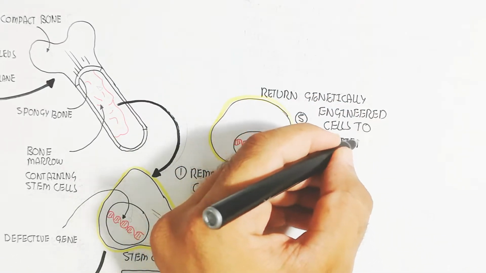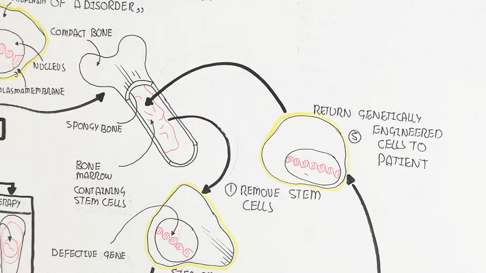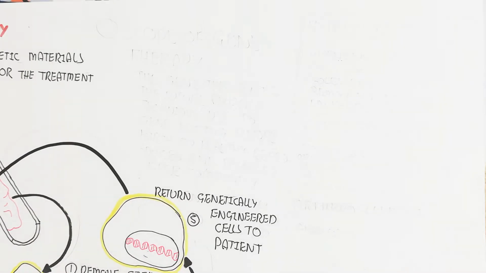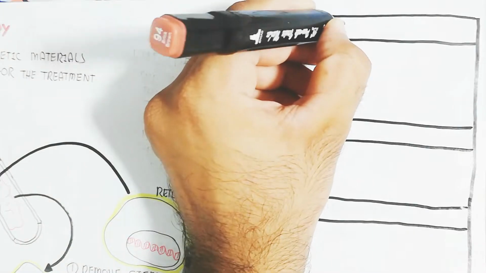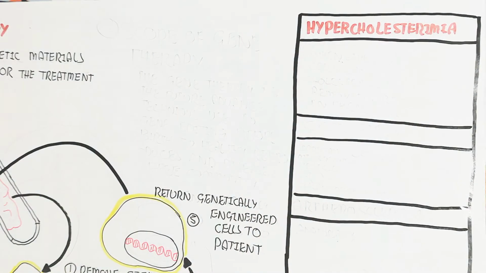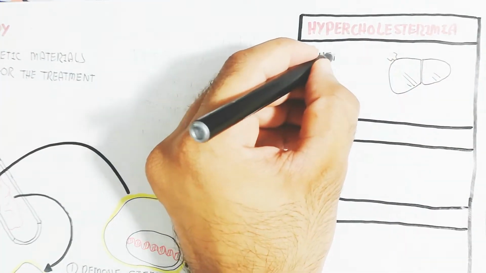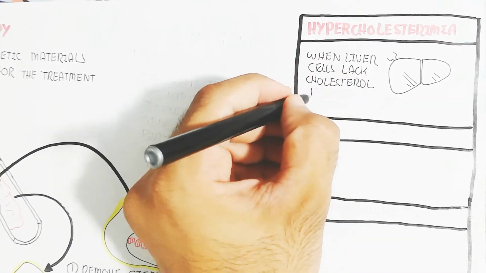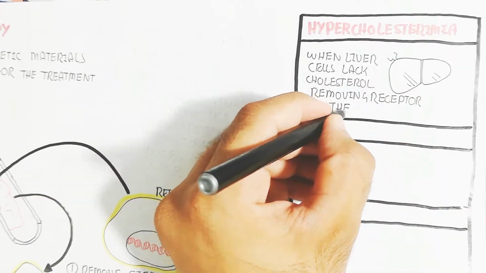After the introduction into the bone marrow, it will proliferate and differentiate from the stem cell into B cell, T cell, natural killer cell, RBC, WBC. In this way, if RBC or WBC is defective, it can be recovered. So a major disease which can be treated through gene therapy is hypercholesterolemia, when liver cells lack cholesterol removing receptors in their cells.